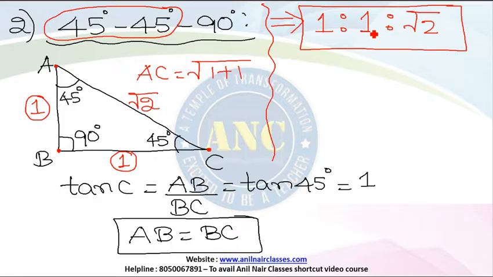In case of 45, 45, 90, the two sides opposite the equal angles will be equal, and the other side opposite to 90, which is the hypotenuse, will be root 2 units. Now I believe that you are very clear with this logic, whatever we have discussed till now. I hope the idea is clear for you people, sir.